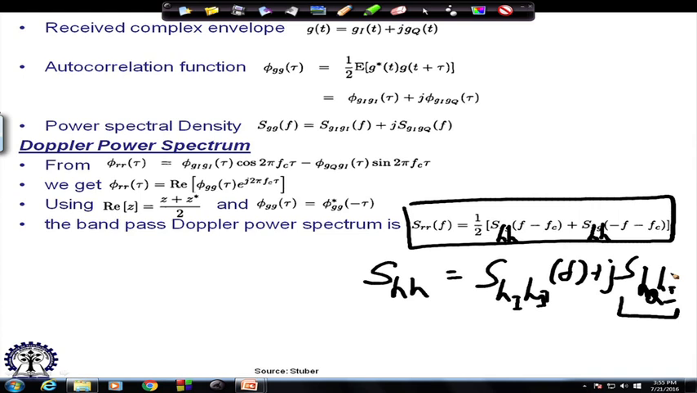So, basically this is effectively giving us the entire thing. If we use the previous expression which we derived into this, what we would get is the spectrum in the passband. So, in the passband, the spectrum would look like this.